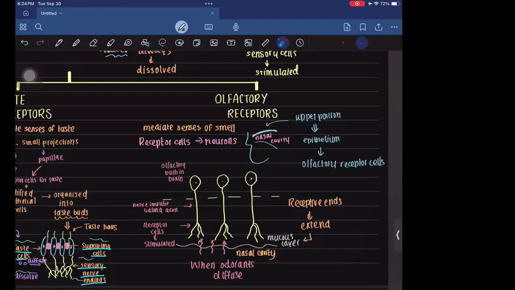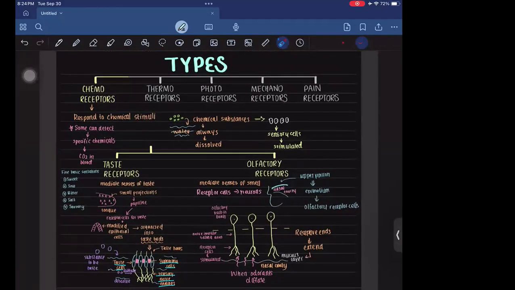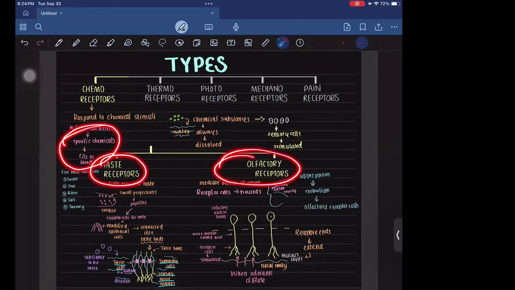Okay, so this is all about chemoreceptors, taste receptors, and olfactory receptors. So we started with what the chemoreceptors respond to, and then the condition as to how the sensory cells are stimulated, and then we learned about the three types of chemoreceptors, and remember there are some which can detect specific chemicals like CO2 in the blood.